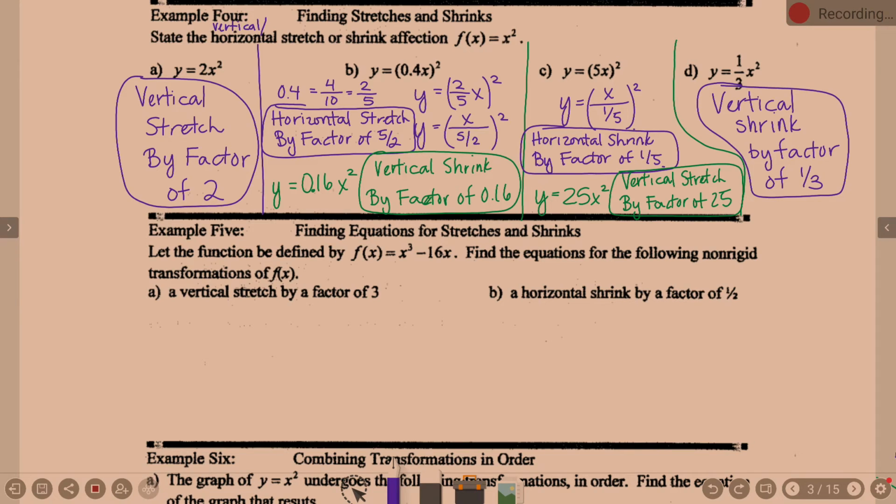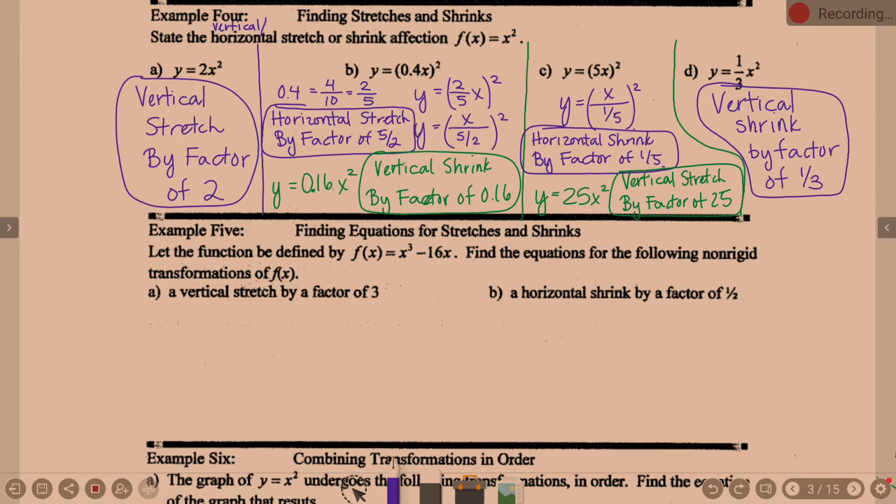Okay, example 5. Finding equations for stretches and shrinks. The original function f of x is defined to be x cubed minus 16x. Find the equations for the following non-rigid transformations of f of x. Don't stress about the word non-rigid, just transformations.